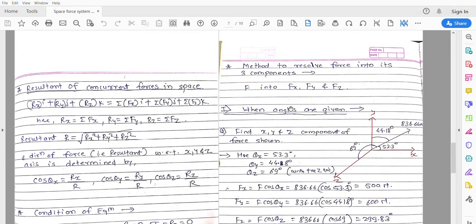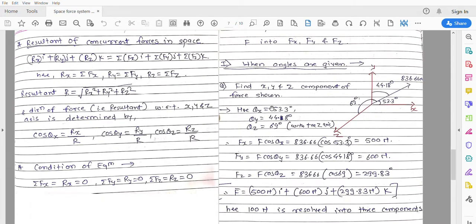Now the major part of resolving the force into three components is there in your syllabus. Now there are three methods. Today we are going to discuss only one method: when the angles of the force with respect to the axes are given. So in this question, finding the x, y and z components of the force shown is asked.